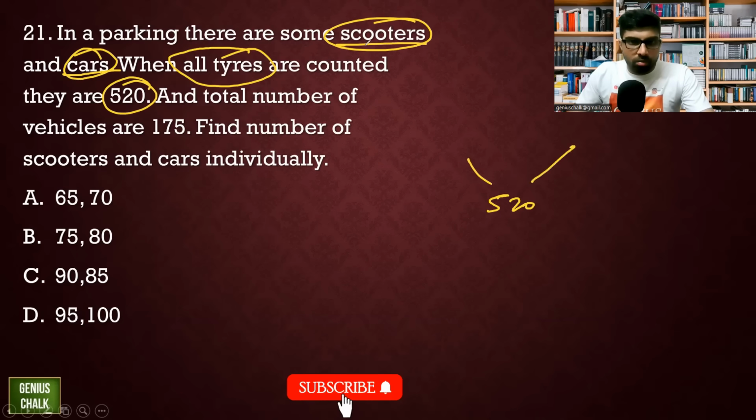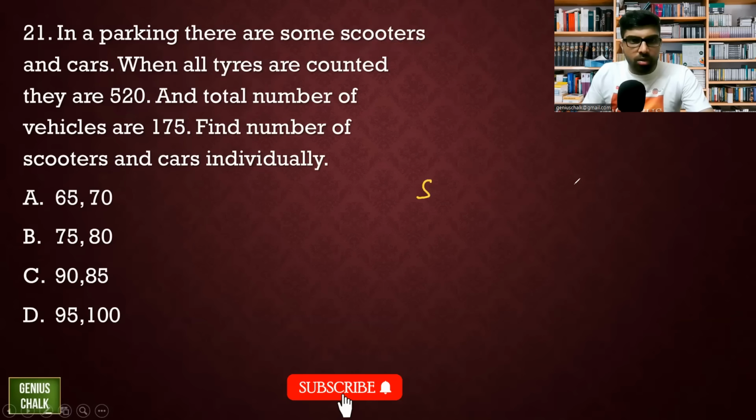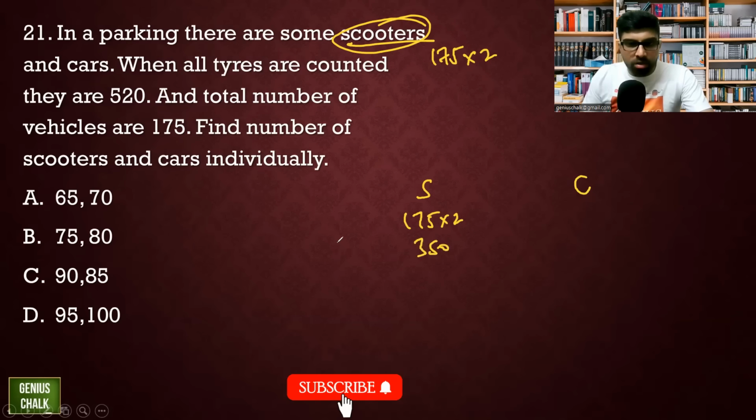So let's say, now how many tires does a scooter have? So there are how many vehicles? 175. So for scooter, let's do it here. This is scooter, this is car. So there are 175 vehicles. Let's say all are scooters. That means they must be 175 into 2. They have to have 350 tires.